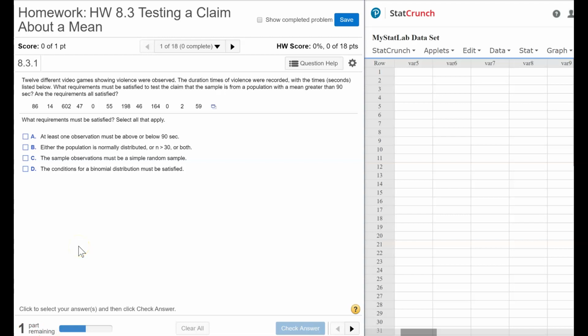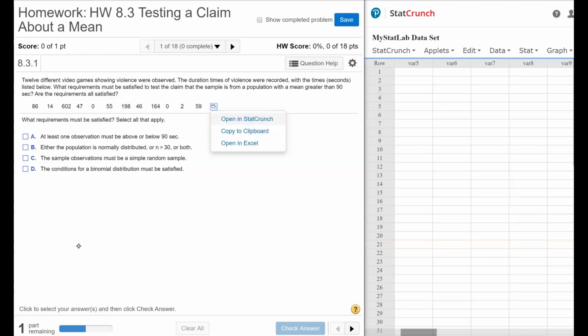There are two requirements. First is that the sample size is greater than 30 or the population has a normal distribution. Well, the sample size is clearly less than 30: 1, 2, 3, 4, 5, 6, 7, 8, 9, 10, 11, 12 subjects in our sample. Let's check for normality. If you look at this data, we can see that this set has quite a few outliers. First is 602, maybe 198, maybe 164 will also be an outlier. I don't know. Let's check the quantile plot.